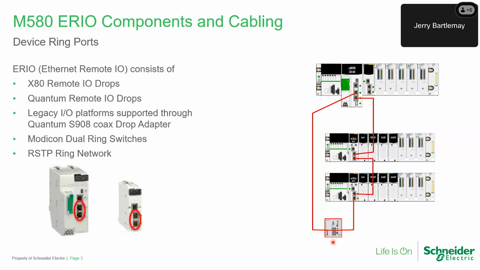We have dual ring switches. These switches are special Modicon switches that allow you to come off with another ring of either distributed devices like VFDs or smart starters, or a ring of Ethernet remote I/O drops. So giving us the ability to really change our topology.